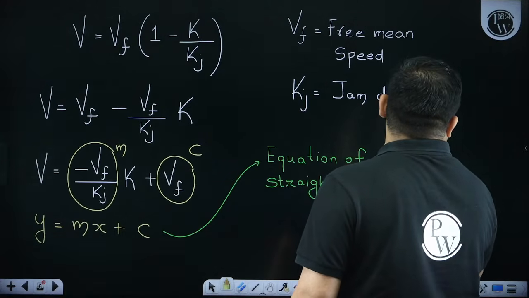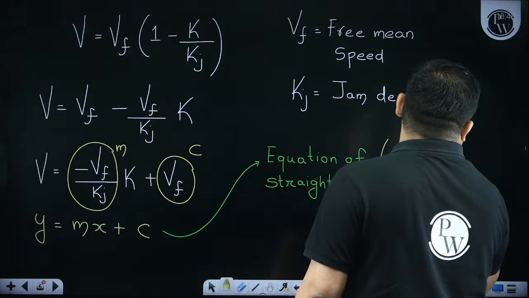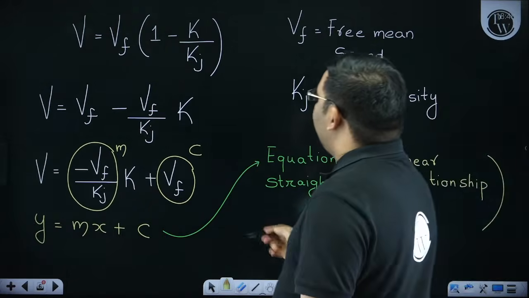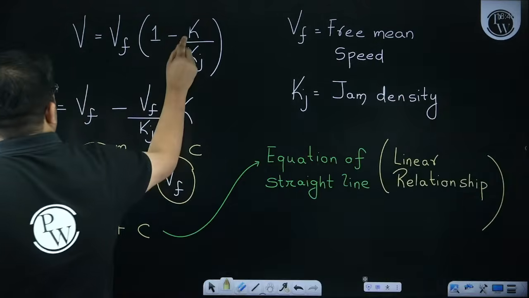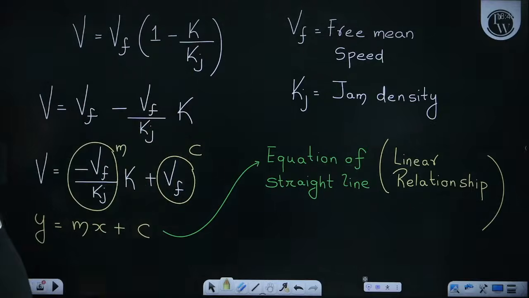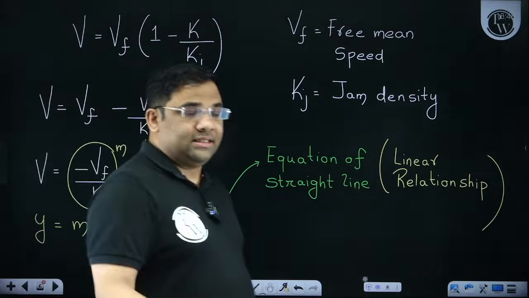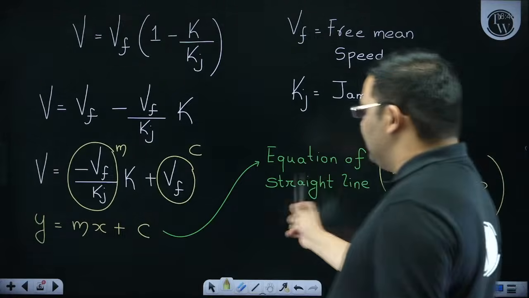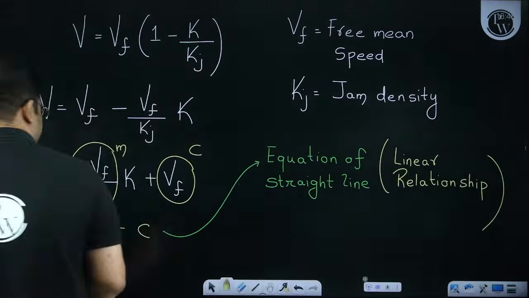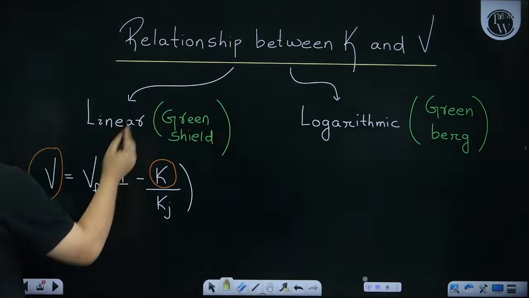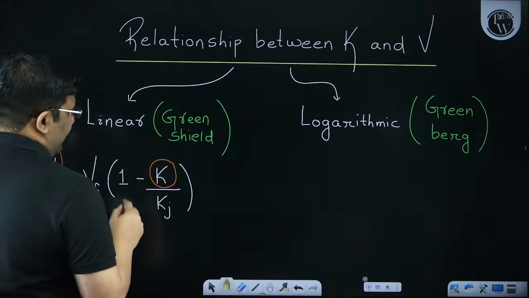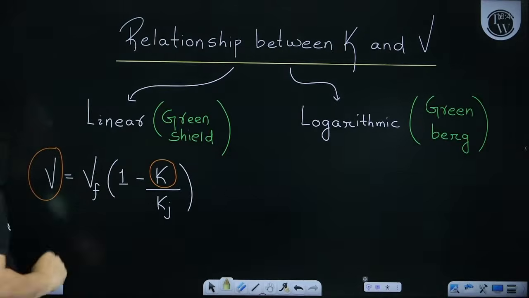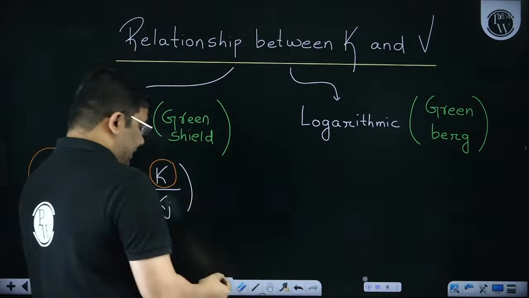So this is the Greenshields model, where I can write V is equal to Vf into 1 minus k by kj, and I proved that this is a linear relationship. Okay, this was your Greenshields model. As I told, the Greenshields model is a linear relationship. Now what about the Greenberg model?